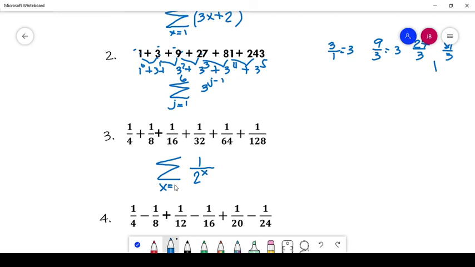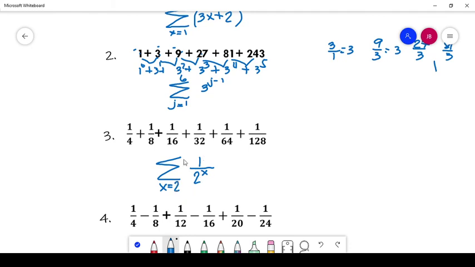So, start natin, kunyari, starting point natin is 1. Tingnan natin kung magsasatisfy tayo. 1 over 2 raised to x. So, palitan natin sa x by 1. So, 1 over 2 raised to 1 is 1 half. So, ibig sabihin this starting point natin is 1. So, this is, let's say, 2. So, 1 over 2 raised to 2 is 4. So, 1/4. So, ibig sabihin, 2 ang starting point natin.